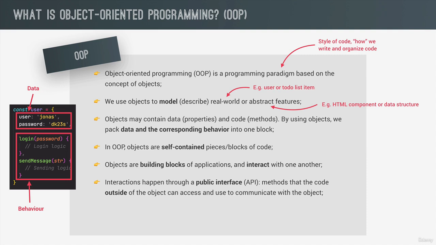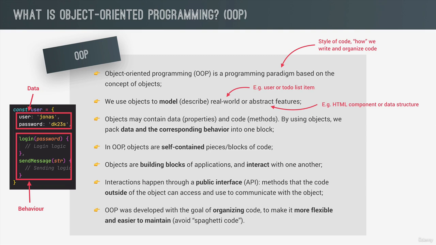Well, this paradigm was developed with the goal of organizing code, so to make it more flexible and easier to maintain. So before OOP, we might have a bunch of code scattered across multiple functions or even in the global scope without any structure. And this particular, crazy style of code is what we usually call spaghetti code. And spaghetti code makes it very hard to maintain large code bases and let alone add new functionalities to it. So the idea of OOP was basically created as a solution to this problem.